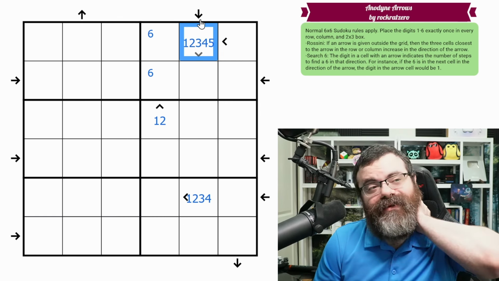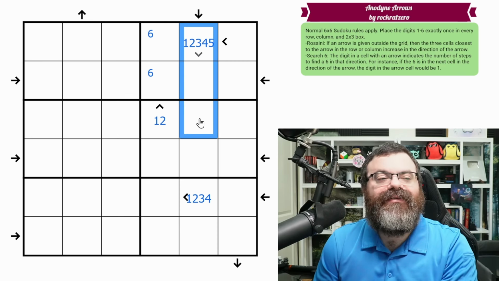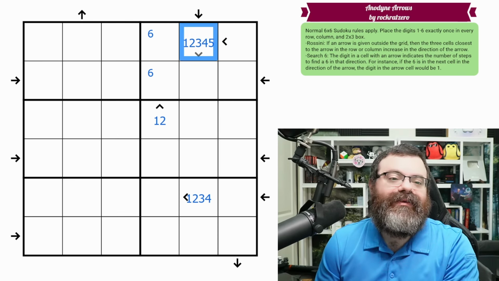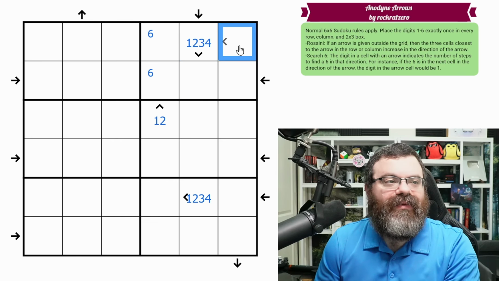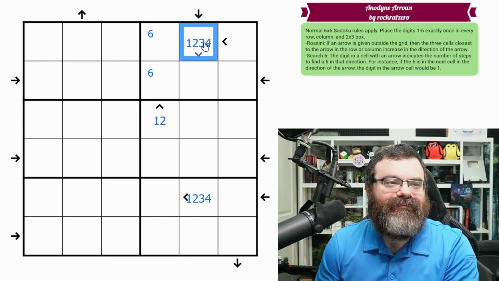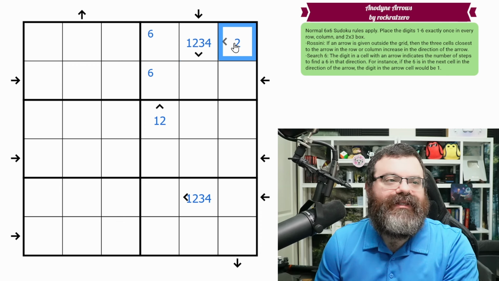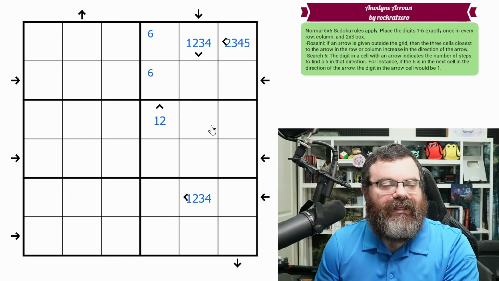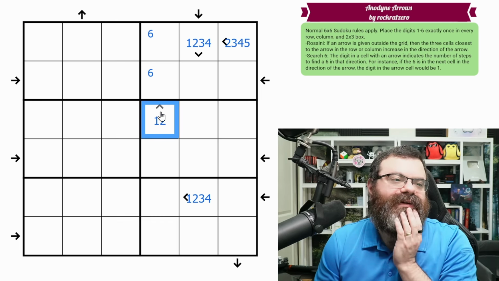But I will argue it can't be a 5 because of this arrow, because we have to increase 3 times. So the best we're doing is 4, 5, 6. So it's not a 5. This one here cannot be 1 because this can't be a 6. It could be a 2 easily, which would make the 6 right there. Otherwise, it could be 3, 4, or 5 with no restriction. Let's see. So that's all of our search 6 arrows.